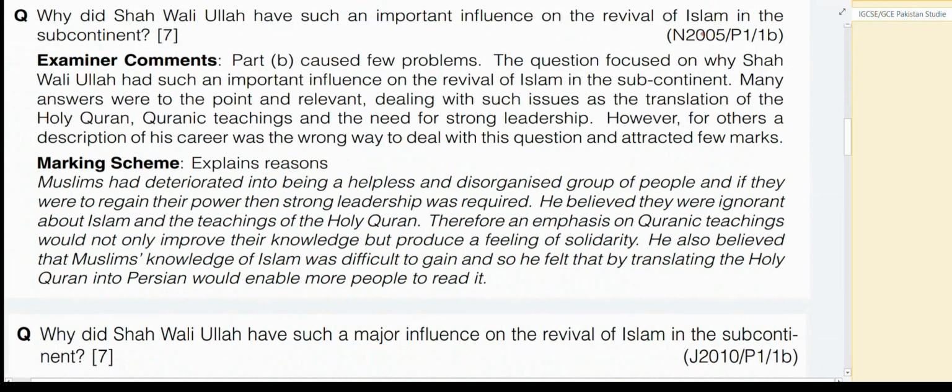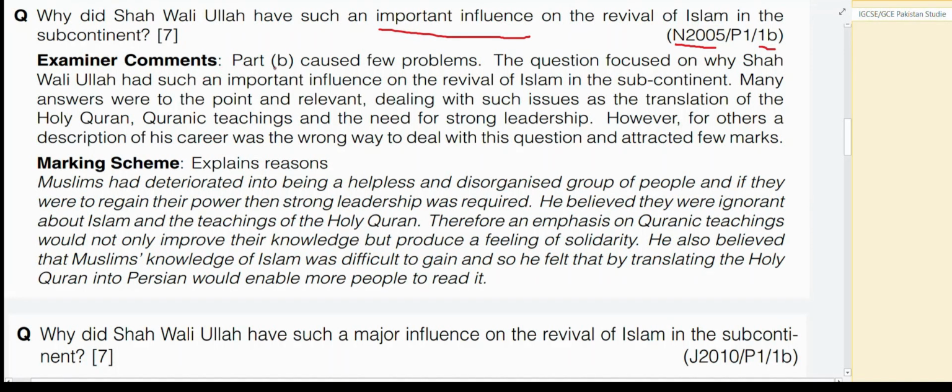Next 7-mark question, November 2005, Paper 1, 1B. This is a very important question. Why did Shah Waliullah have such an important influence on the revival of Islam in the subcontinent?